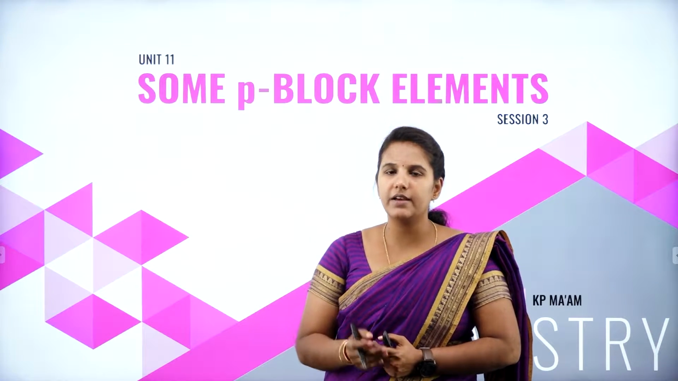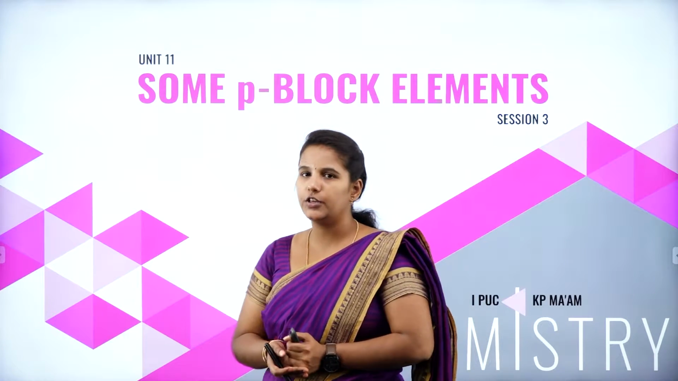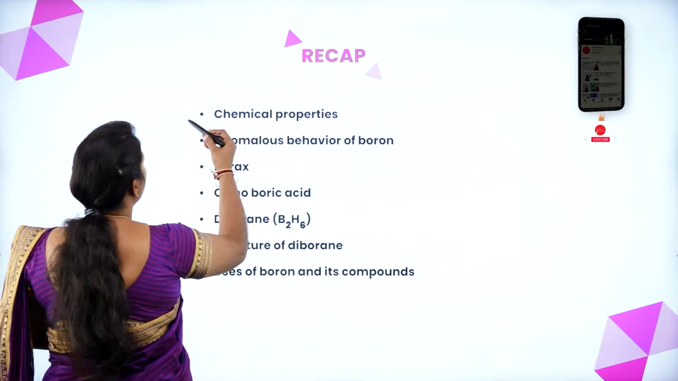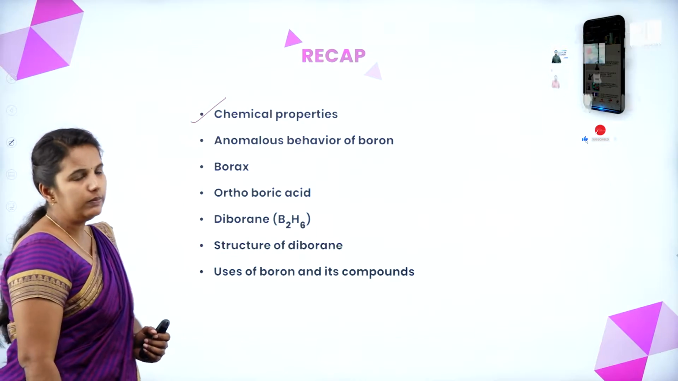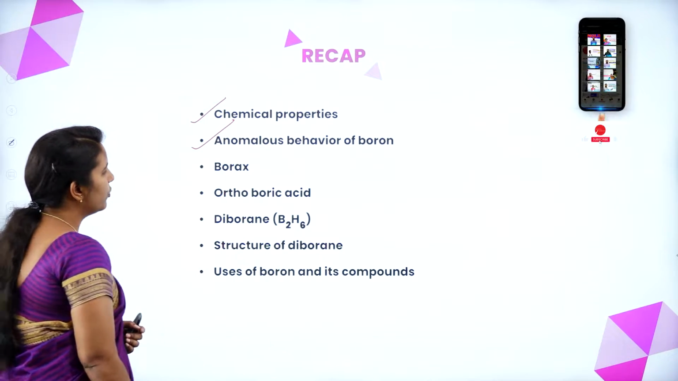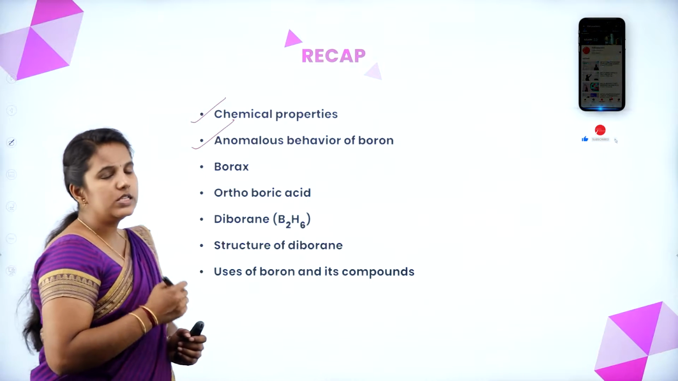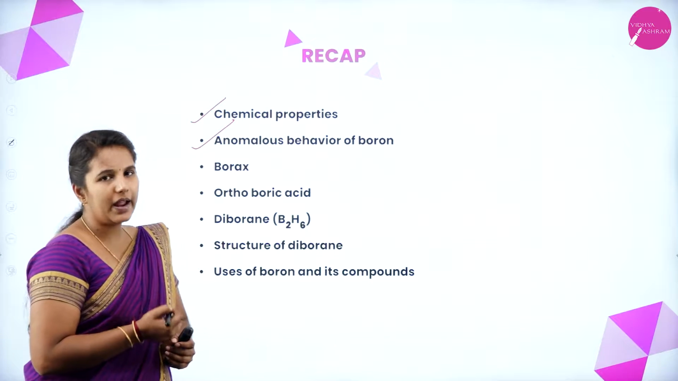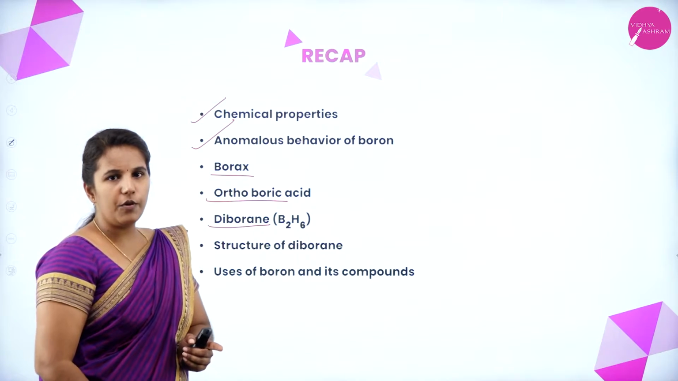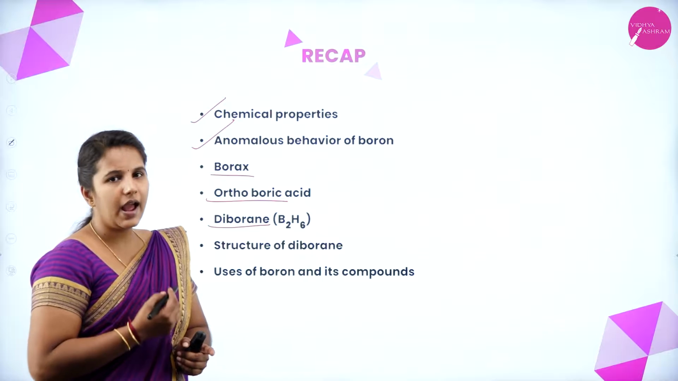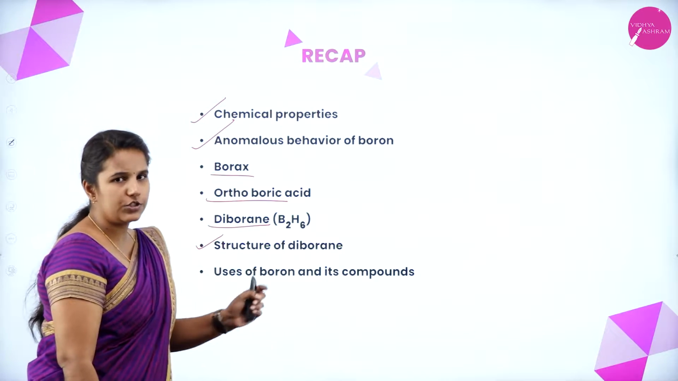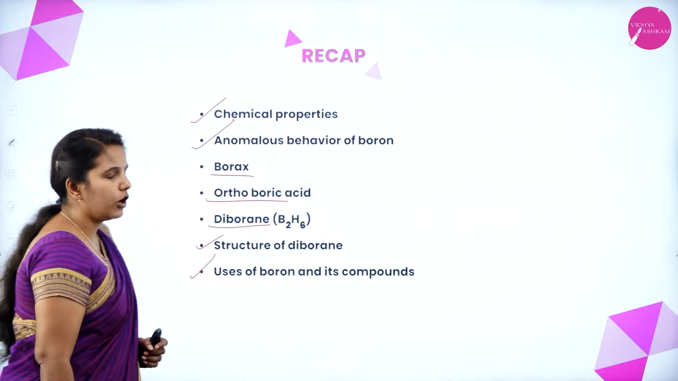My dear students, in our last discussion, we were dealing with a unit called p-block elements. Under this unit, we discussed the chemical properties of group 13 and learned about the anomalous behavior of boron. We also learned about some important compounds of boron: borax, orthoboric acid and diborane. In all these compounds, we understood their properties as well as the method of preparation. In addition, we learned about the structure of diborane and the uses of boron and its compounds.